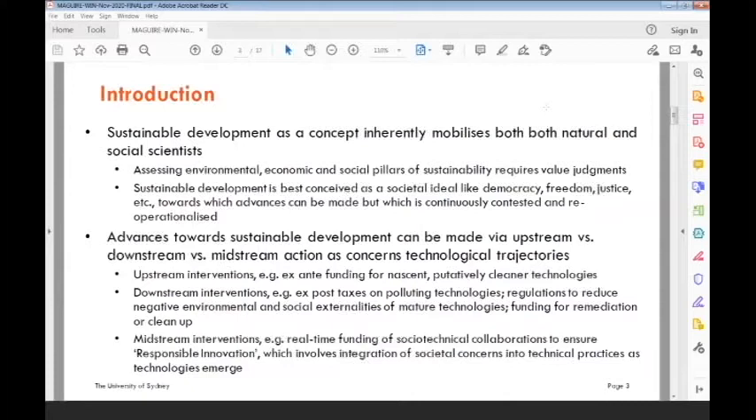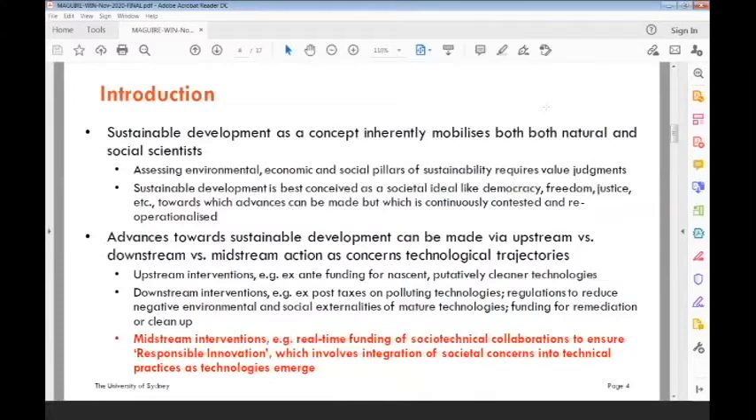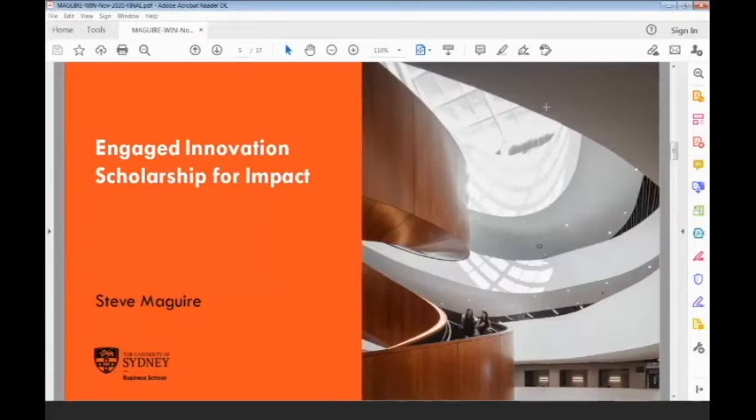Midstream interventions, this refers to real-time funding of socio-technical collaborations to ensure responsible innovation. And responsible innovation refers to innovation which is reflexive about the impacts of these new technologies and seeks, wherever possible, to anticipate impacts and risks to stakeholders and to respond to stakeholders' concerns. I'm going to talk about an example of a midstream intervention, which is the Engaged Innovation Scholarship for Impact project at Sydney Nano.